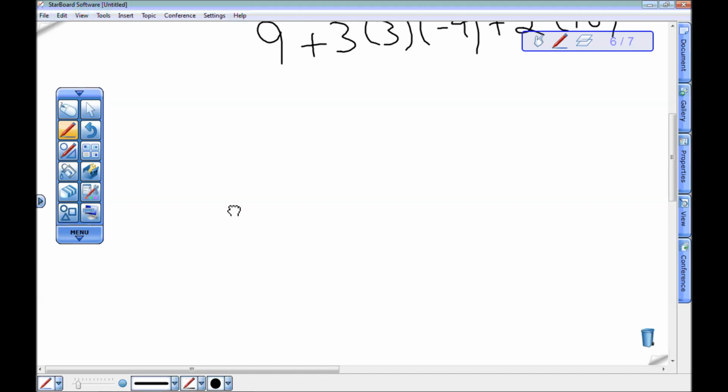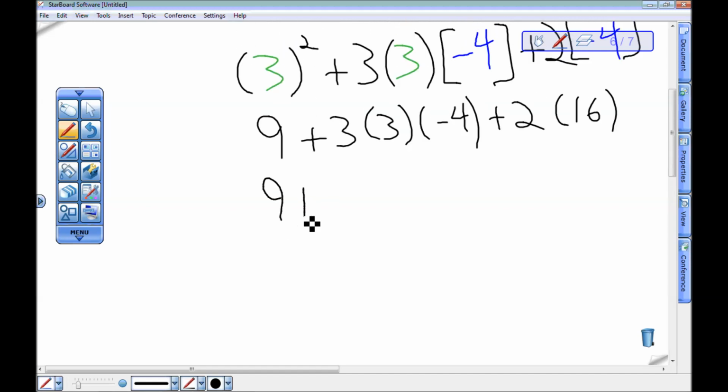Now I've got a little more multiplication to do. 9 plus 3 times 3 is 9. 9 times negative 4 is negative 36. And 2 times 16 is 32.